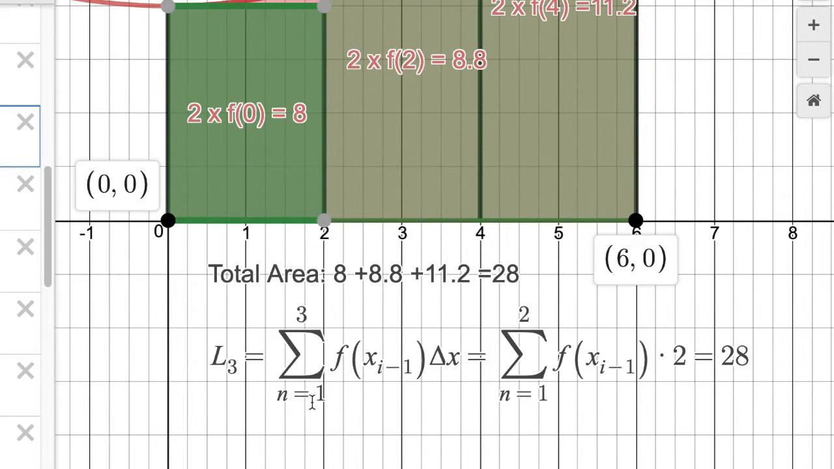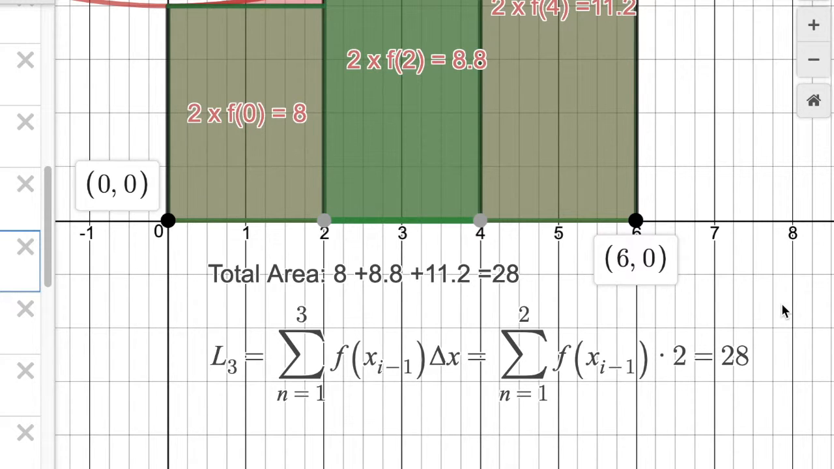And then the last one I plug in, so this is the number of rectangles on top that I'm going to have, is 3. That gives me f of x sub 2 times delta x, and that's this calculation here. So the delta x is 2, and then f of x sub 2, so this is 1, this is 2, that gives me the f of 4. And then this is how we write it.